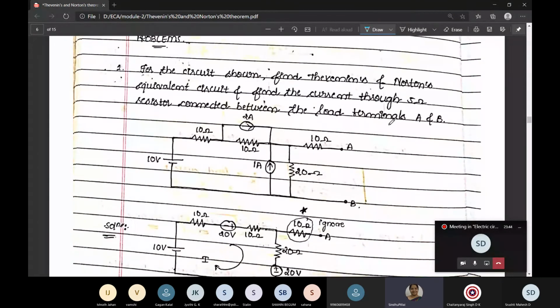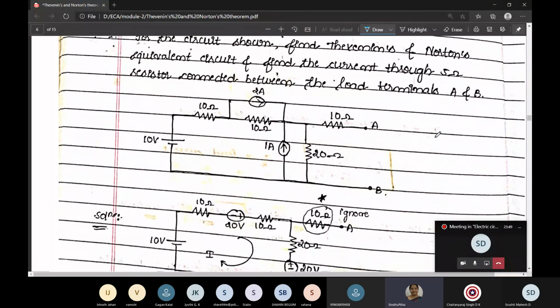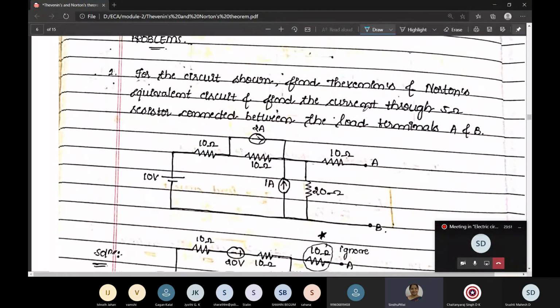So we'll see one example. You will understand better the statement they have given. For the circuit shown, find Thevenin's and Norton's equivalent circuits, and find the current through the 5 ohm resistor connected between the load terminals A and B. So this is the load terminal. A and B is the load terminal here. They are telling that the 5 ohm resistor is connected.